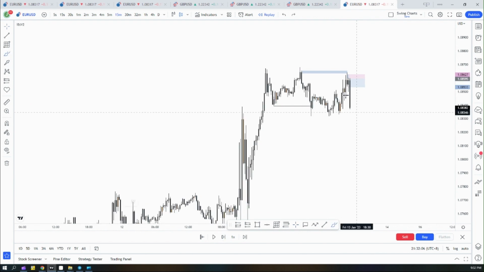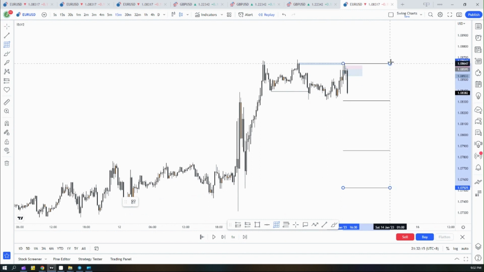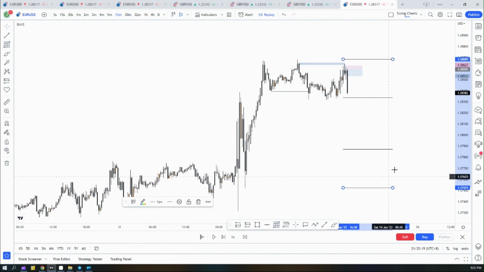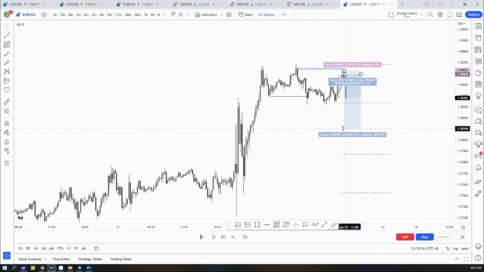Okay, so a logical target, before we get into that, a logical target for me, what I like to do, I like to use premium and discount. So this is our last push for this. I am going to select 70/30 EQ. Here seems logical, it's the EQ of this push. This would give us a nice 1 to 15.